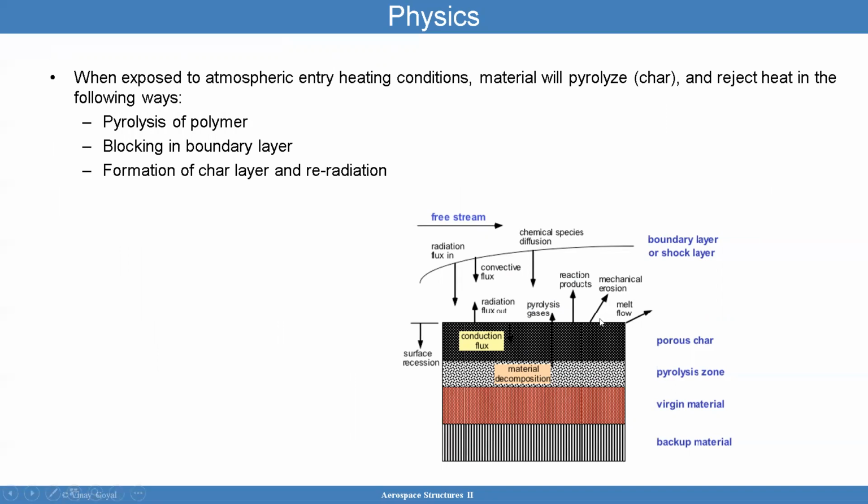So you have mechanical erosion occurring from that, and then you still have the material decomposition. This material beneath is decomposing. You have char here, and then you have the material that has not experienced much yet. So we want to keep the structural material as cool as possible for the cabin, where the astronauts could be, or the payload or whatever you're looking at. But here's where all the action is happening.